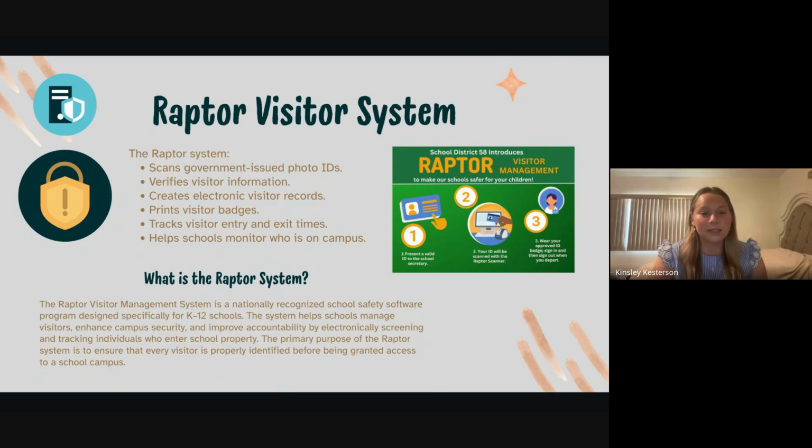The Raptor system is a nationally recognized school safety software program specifically designed for K-12 schools. It helps manage visitors, enhance campus security, and improve accountability by electronically screening and tracking individuals who enter school property. And its primary purpose is to ensure that the visitors are properly identified and allowed to be on campus before granting access to the campus.